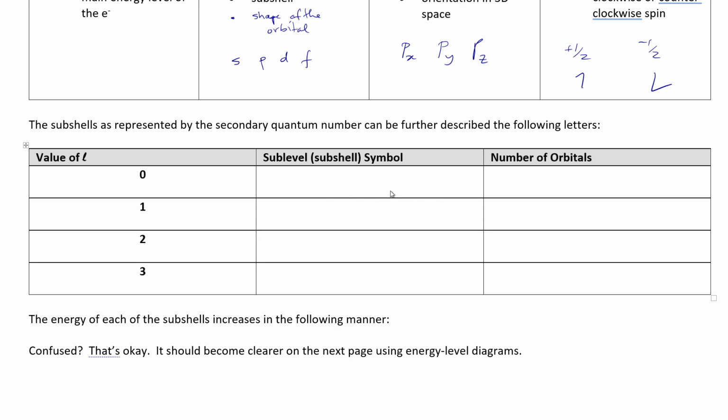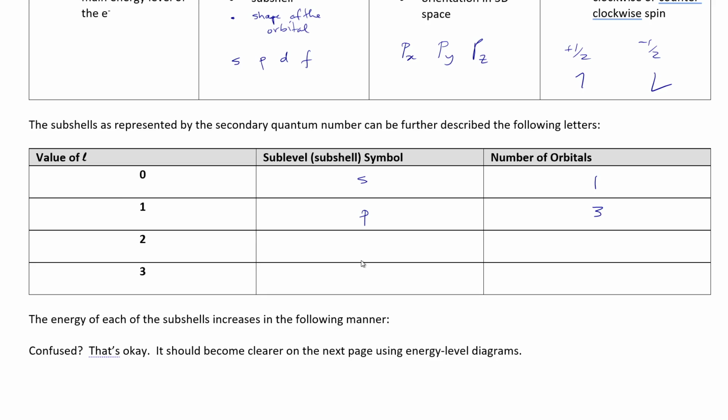When L is equal to 0, the subshell symbol is S. And remember, S is just the one spherical orbital, and so there's only one of them, right? And that can contain 2 electrons, that one spherical s orbital. When L is equal to 1, that represents the p orbital, and there are 3 orbitals, as we can see here. They're along the x, y, and z axis.